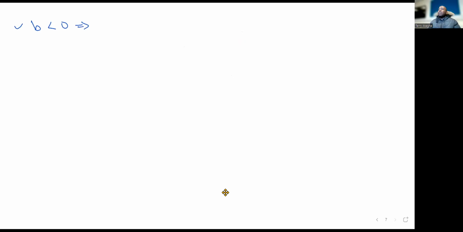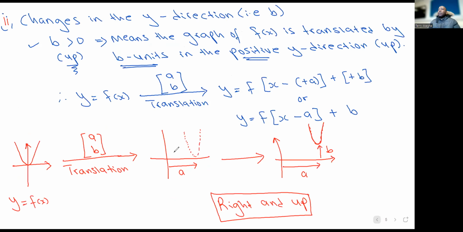So when B is less than 0, what does this mean? We've talked about greater than 0, and from greater than 0, you can see it means that the graph is going up. So definitely when it's less than 0, you should be expecting the graph is going what? Down.